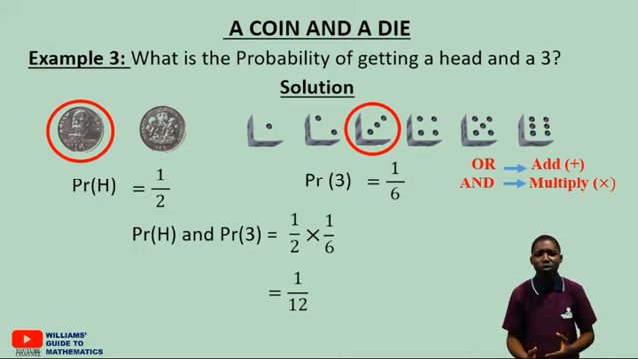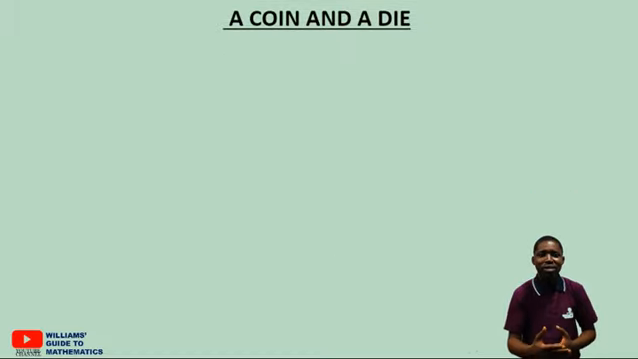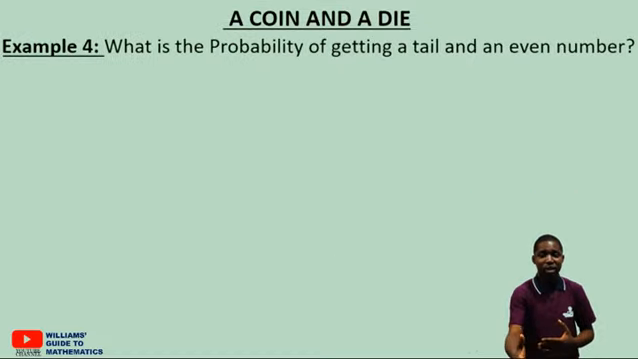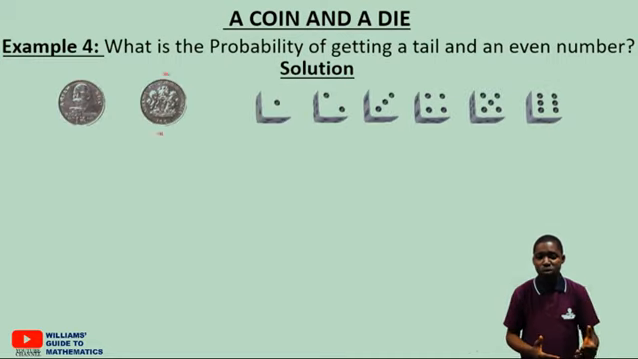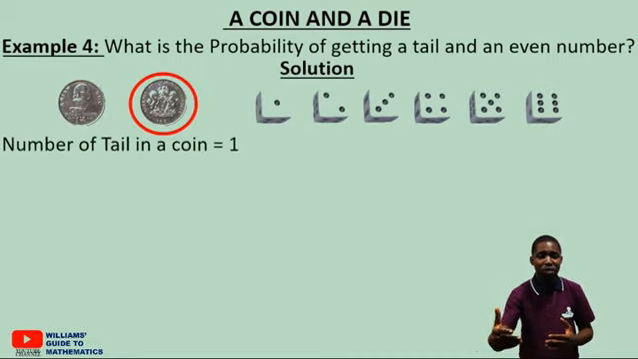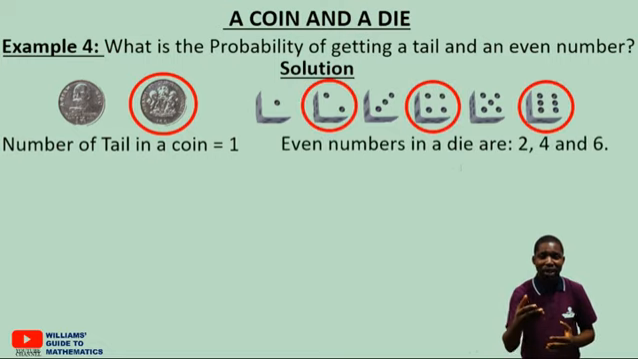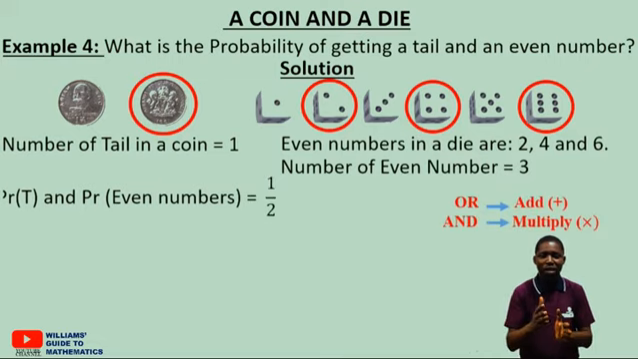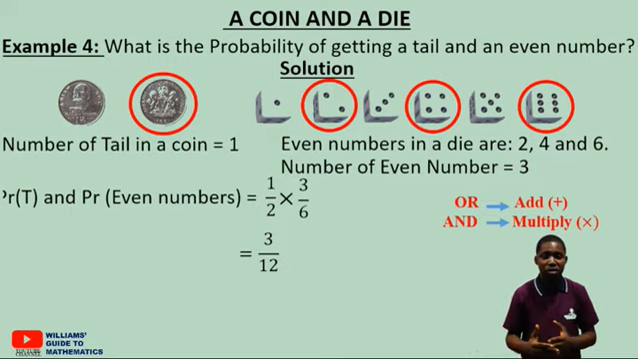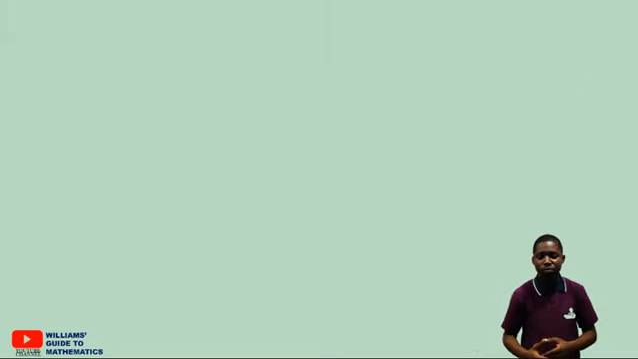I can also have another question like the probability of getting a tail and an even number. The question is, how many tails do we have in a coin? It is 1 out of 2. How many even numbers do we have in a die? We have 2, 4, 6. That is 3 numbers, that is 3 over 6. So if I multiply that, 1 over 2 times 3 over 6, that is 3 over 12, which is equal to 1 over 4.